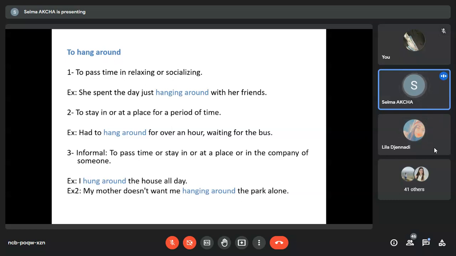Three meanings, trois sens. Restez au même endroit. I had to hang around for over an hour waiting for the bus. J'ai dû attendre au même endroit, près d'une heure, pour le bus.